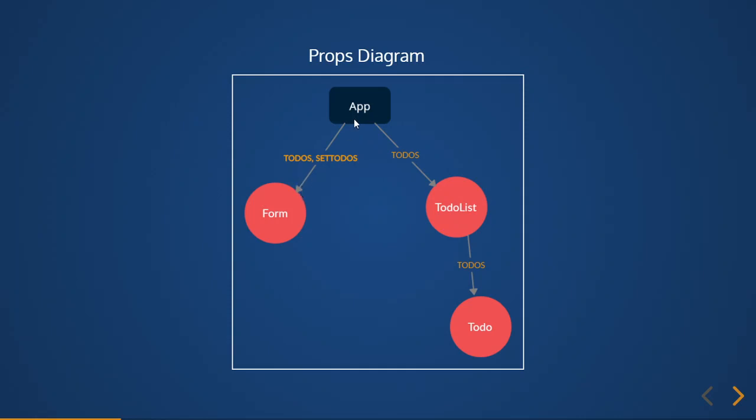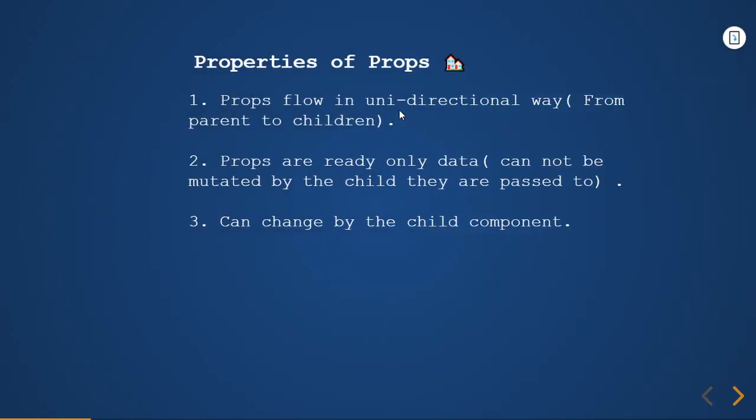You see this arrow here, showing that the props simply flow from the parent to the child. They never flow from the child to the parent. This app is the parent, and this is the child, and the flow goes from the parent to the child. That's why they say props are unidirectional. They flow in one direction.